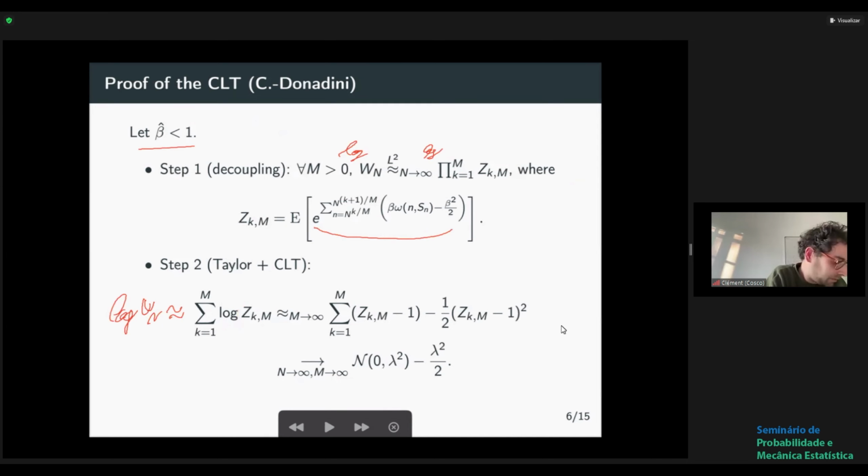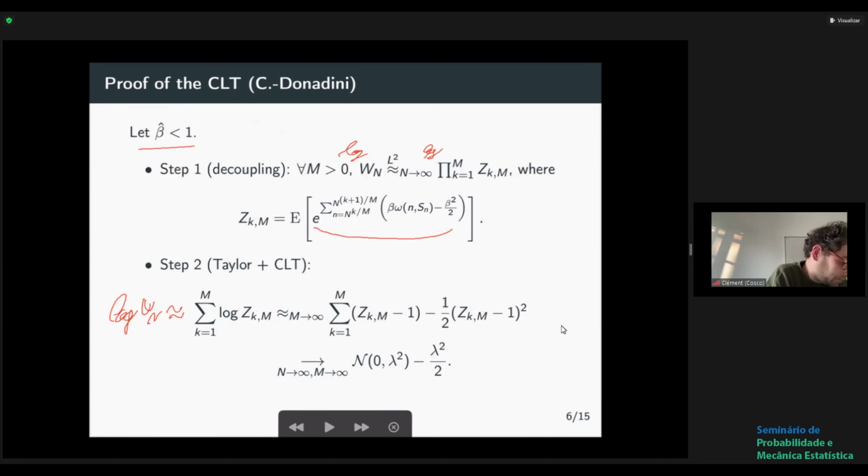The first thing is to really prove the central limit theorem on this object. We first do some Taylor approximation, because when m is very large, these Zk are very much concentrated around 1. So they are something of this order, and we can do a Taylor decomposition.